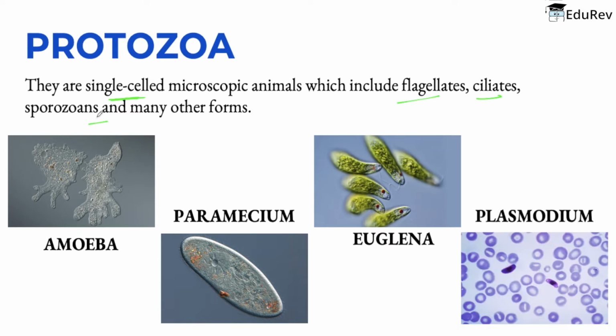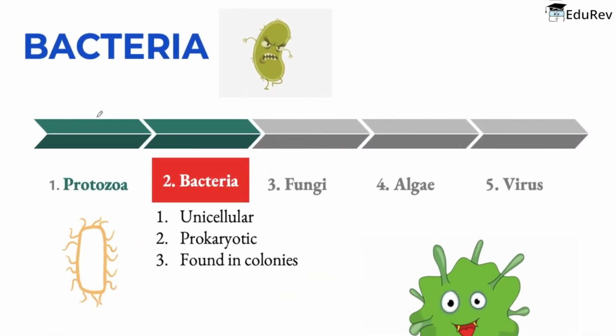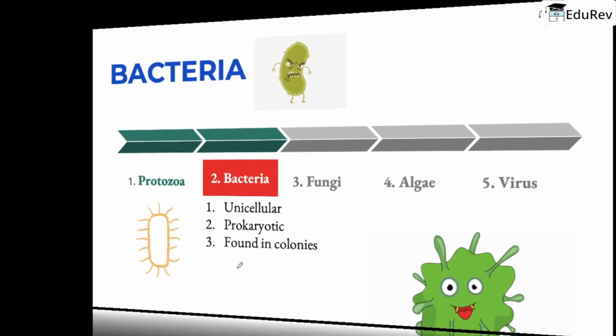Fantastic. Let's move forward. Now we are going to study bacteria. The important points in bacteria are, number 1, they are unicellular, that is single-celled organisms. We know now what the meaning of unicellular is, right? Next is that they are prokaryotic. A prokaryote is a single-celled organism that lacks a nucleus and other membrane-bound organelles. That is what prokaryotic means. And finally, bacteria are basically found in colonies.